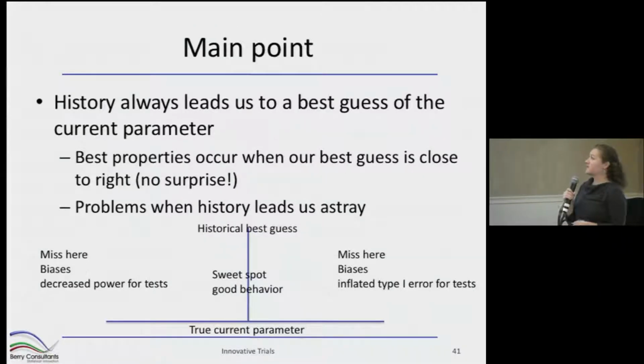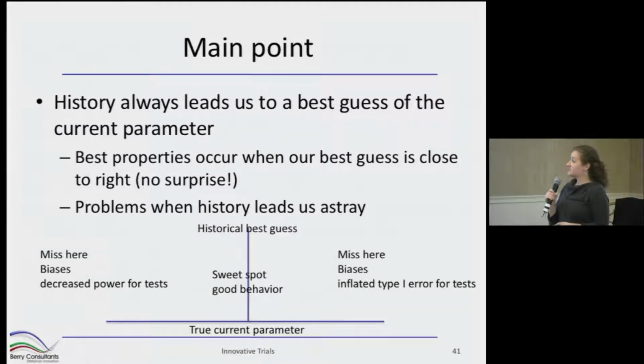So the main point behind this is that history, in this case, we've assumed something about our control rate, leads us to the best guess of our parameter, but we could be wrong. Sometimes history leads us astray.